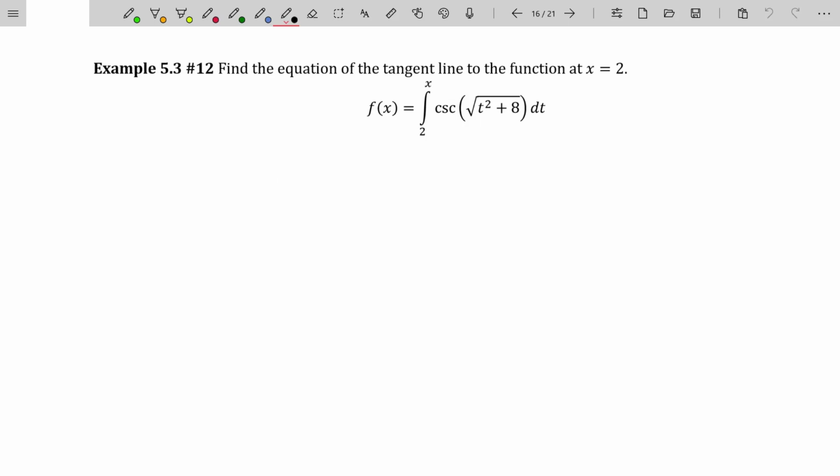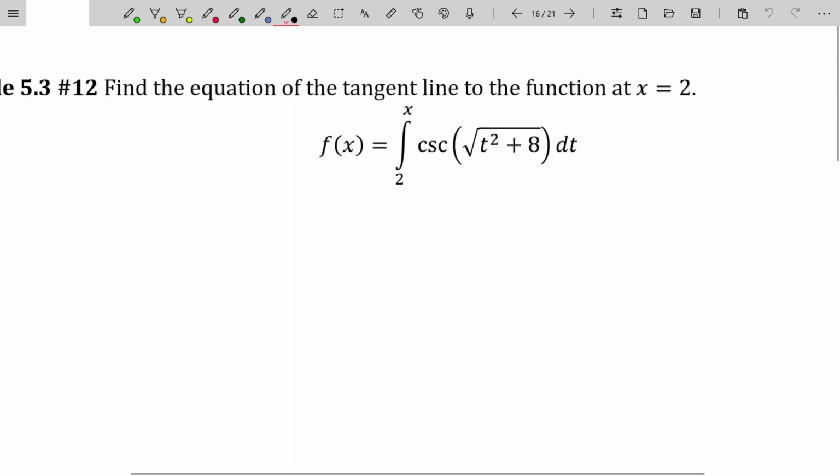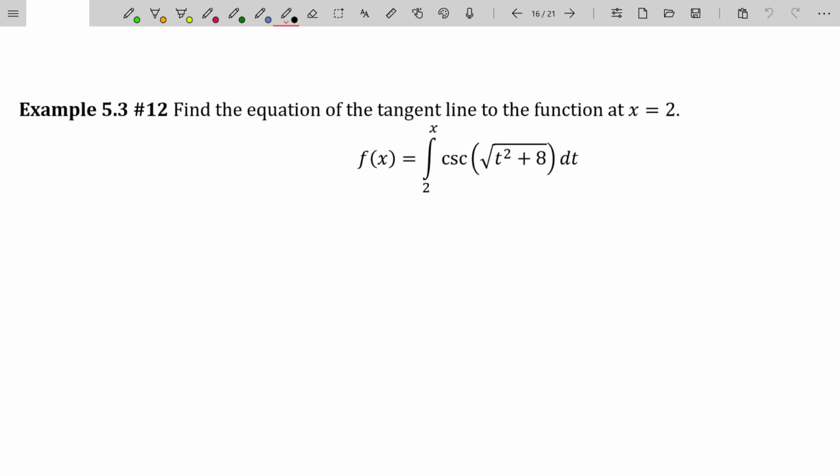Let's do something old school. Find the equation of the tangent line for some function, right? So finding an equation of a tangent line for this function at x equals 2 is interesting, to say the least. So what do you need to find the equation of a tangent line? Forget the fact that it's an integral here. Just think about what creates a line. Well, you need a slope and you need a point.